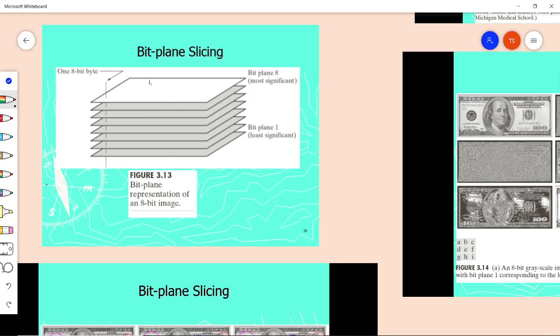Now, another type of slicing, which is bit plane slicing. It is already saying bit plane, so bits are placed as planes. And this is the 1/8 bit plane, each one representing a bit, and this is the least significant bit and this is the most significant bit. Okay, total 8 bits, 1 byte. So this is the representation of the bit plane slicing.